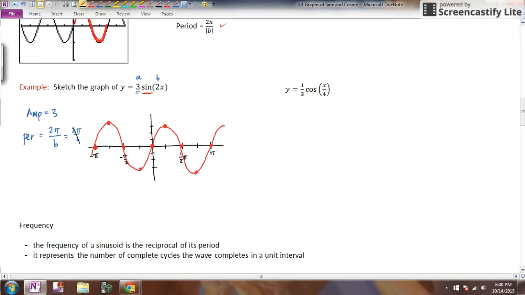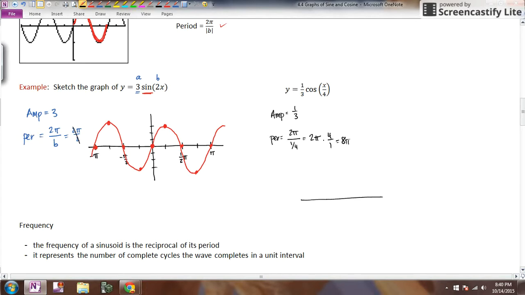I can do the same thing with cosine. First thing I would do is figure out the amplitude, which is the number it's multiplied out front. So ours is 1/3. Our period is 2 pi over b. So in this case, 2 pi over, they're multiplying by 1/4. So 2 pi over 1/4, which through the magic of copy dot flip is 2 pi times 4 over 1, or what most people would call 8 pi.